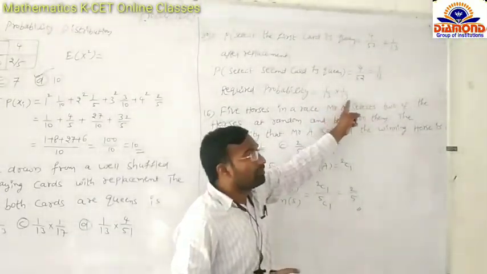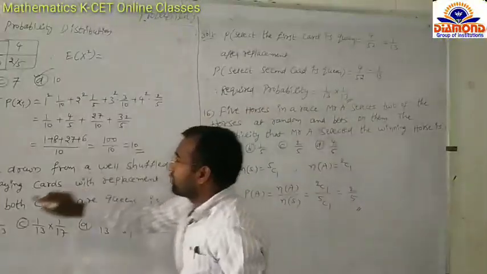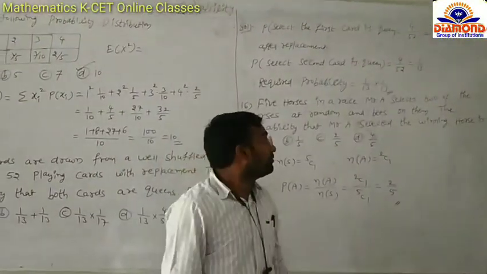So 1 by 13 into 1 by 13. So option is A. Next problem.